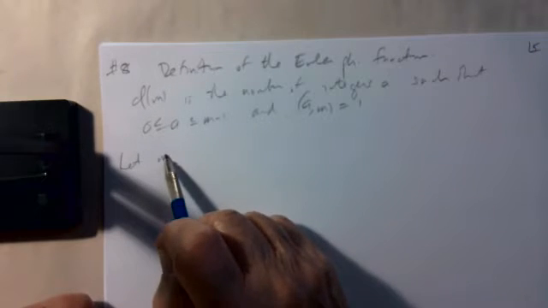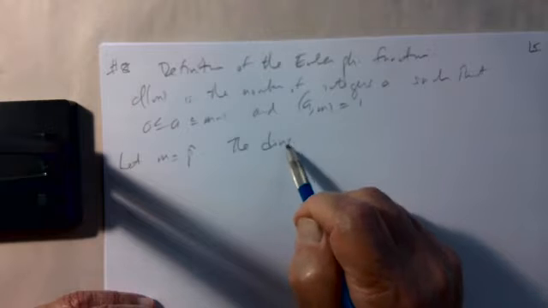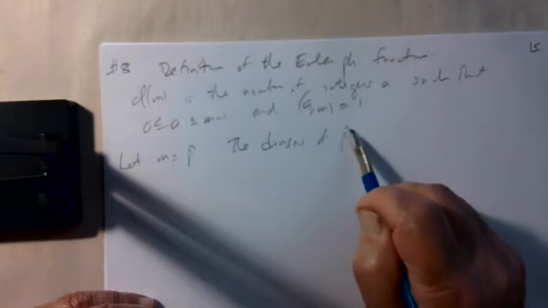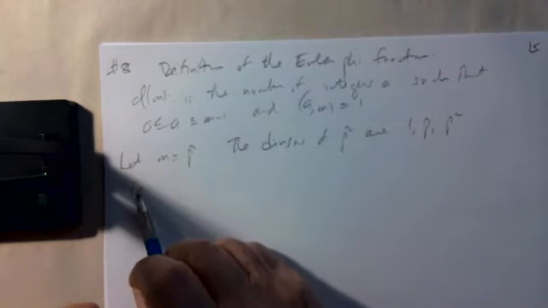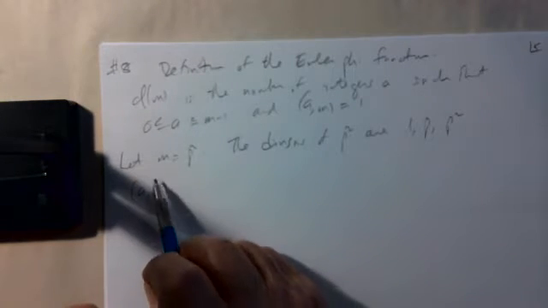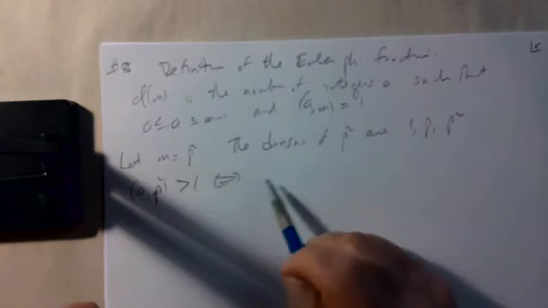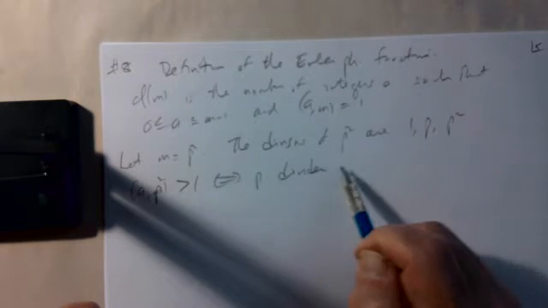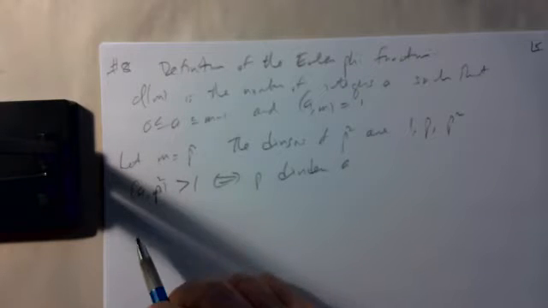So suppose you let M be P squared. The divisors of P squared are 1, P, and P squared. The greatest common divisor of A and P squared is greater than 1 if and only if P divides A, right? The only divisors of P squared bigger than 1 are multiples of P. So P has to divide A for the greatest common divisor with P squared to be bigger than 1.